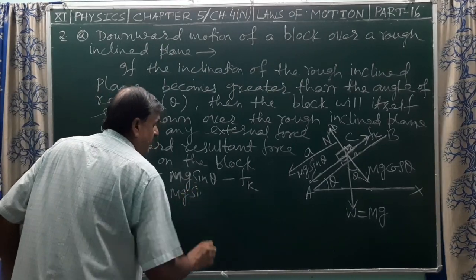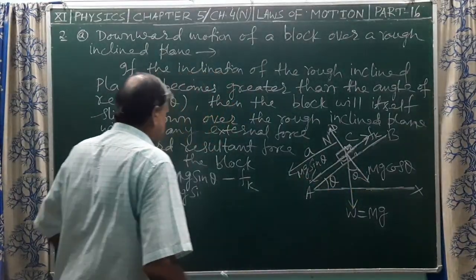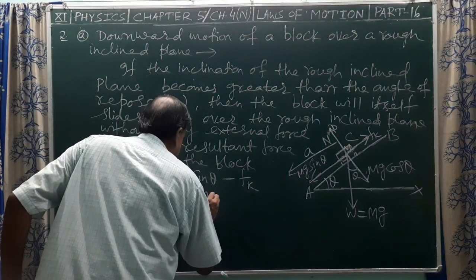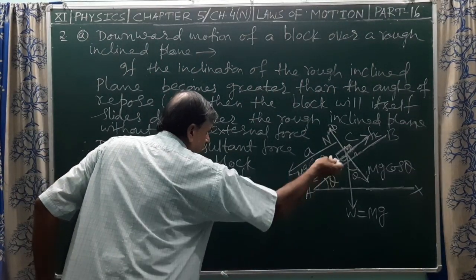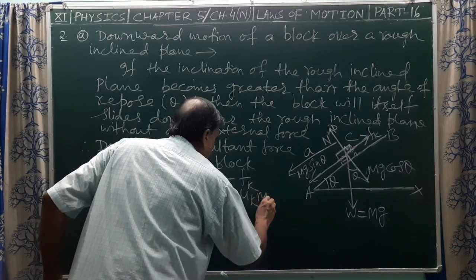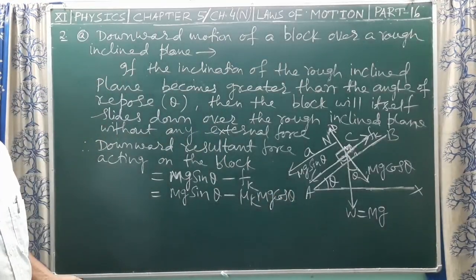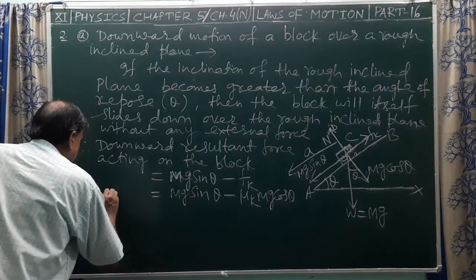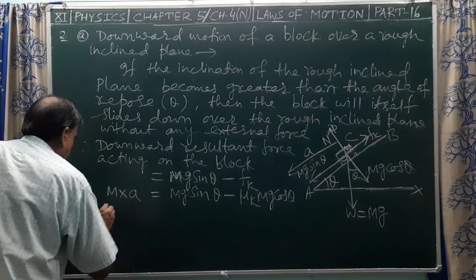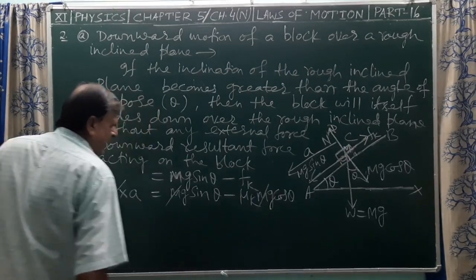Now fk is equal to mu k into N, and N balances the weight of the block, that is mg cos theta. So the friction force fk is equal to mu k into mg cos theta. So the resultant force is mg sin theta minus fk, which is mg sin theta minus mu k mg cos theta. And we know that the resultant force is equal to mass into acceleration from Newton's second law of motion. So in the LHS we can write m into a, and therefore m will cancel out on the RHS and LHS.